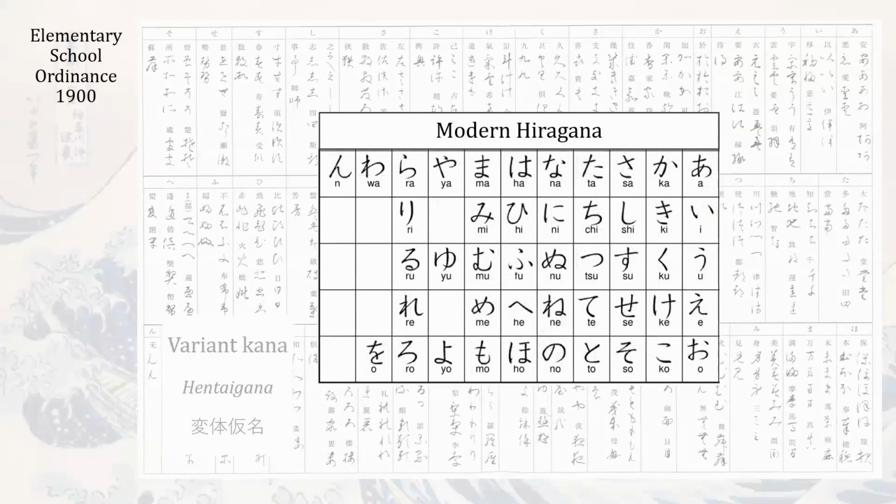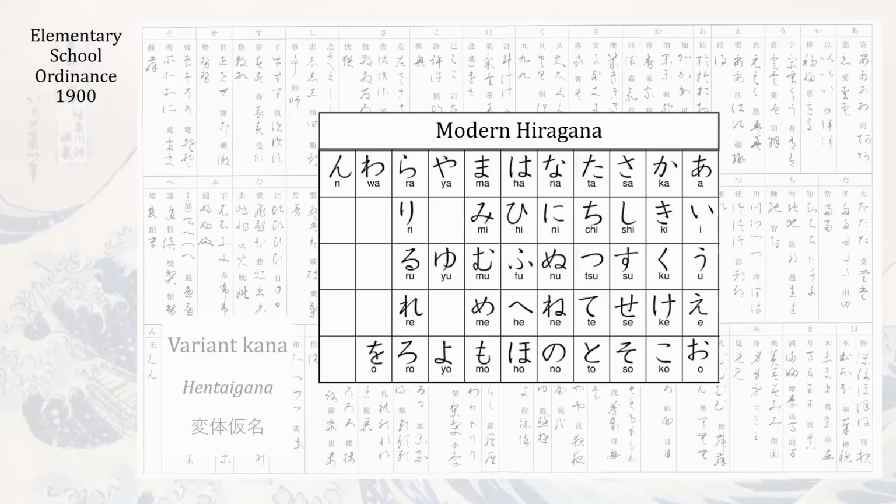The short version is there was an elementary school ordinance in 1900 from the Ministry of Education, where there had been many kana with the same pronunciation, these were now restricted to a single form. From this point onwards, only a single kana was taught for each phoneme, and the other forms became known as variant kana, and those are essentially abolished. So they're not part of the education system anymore, and they're not suitable for writing for public consumption.